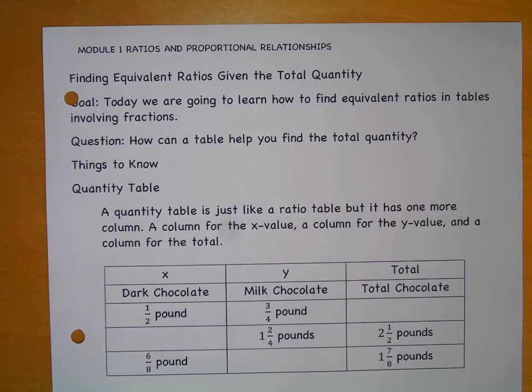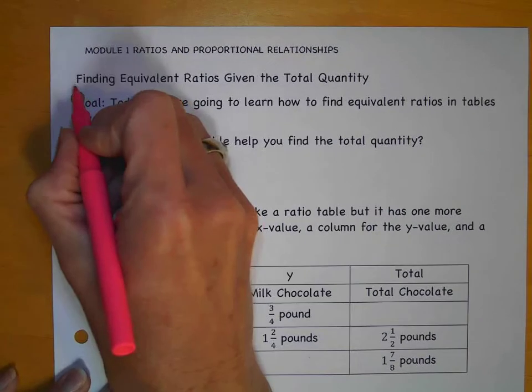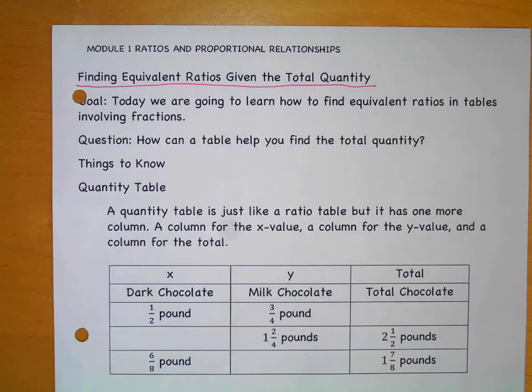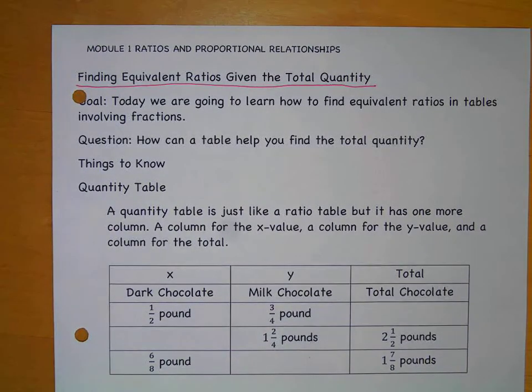Hello, math students. We are still working in Module 1 called Ratios and Proportional Relationships. The title of this lesson today is Finding Equivalent Ratios Given the Total Quantity. Finding equivalent ratios given the total quantity, and this is lesson 10.